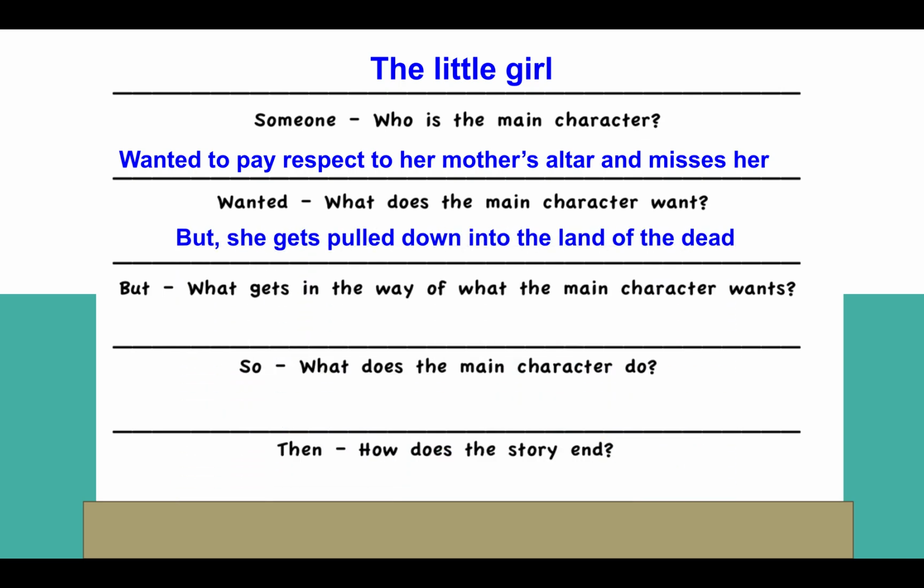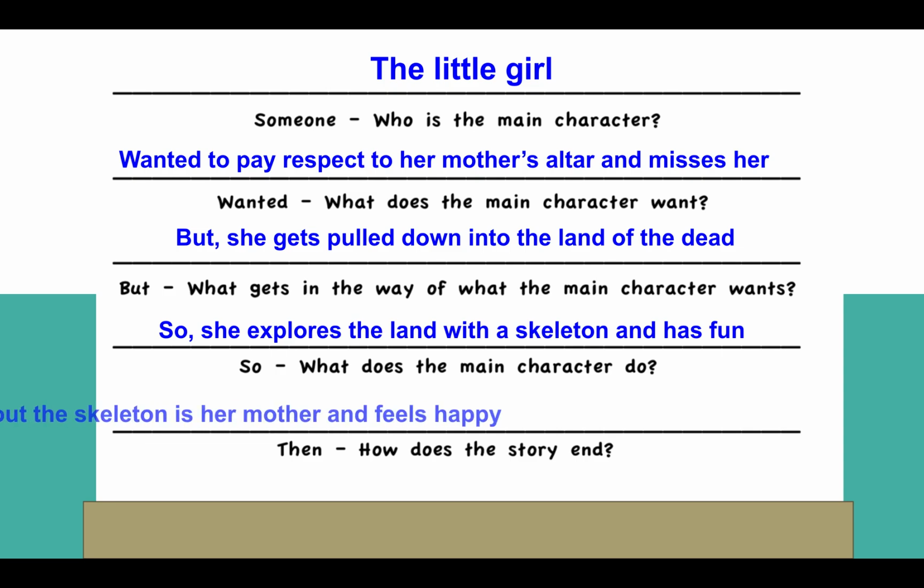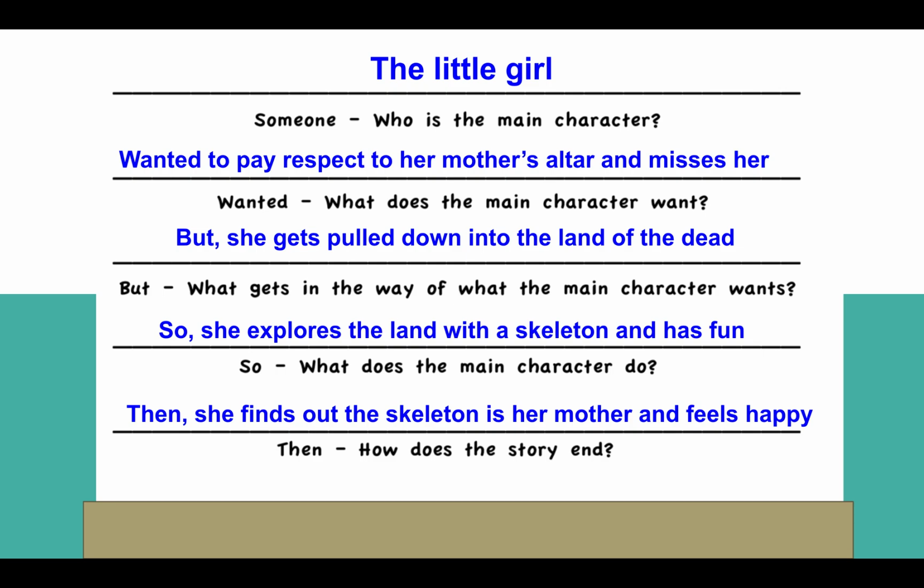But what gets in the way of what the main character wants? But she gets pulled down into the land of the dead. So that was the problem. She gets pulled down by the flower. So she explores the land with a skeleton and has fun. What does the main character do? So she explores the land with a skeleton and has fun, and you use the keyword so to start off that sentence. Then, how does the story end? You write, then she finds out the skeleton is her mother and feels happy.